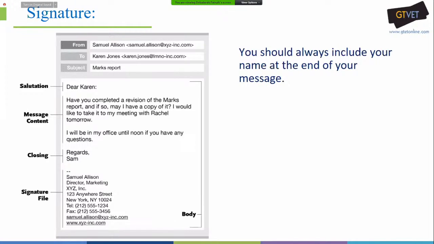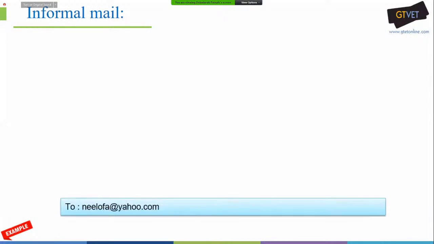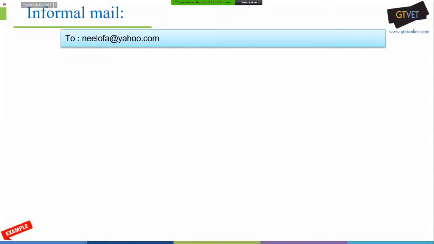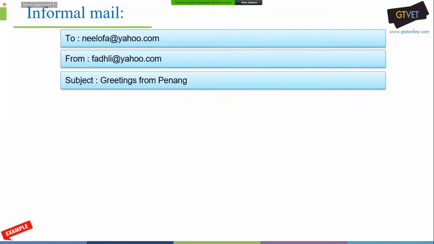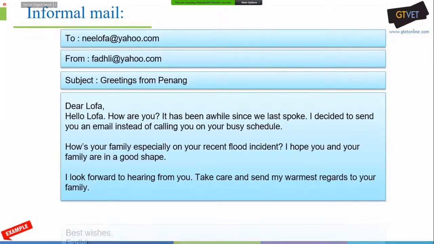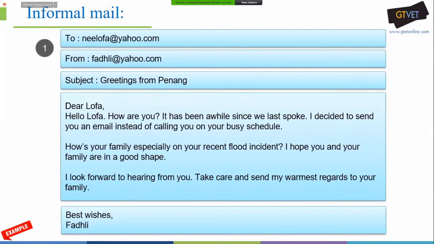Let us see one more example. This is an informal mail, not a formal one. You need to know the parts: you don't need to write From because it is automatically there. Subject, definitely you need to write the subject part. So To and From are there, the subject is there, and then the salutation is there.